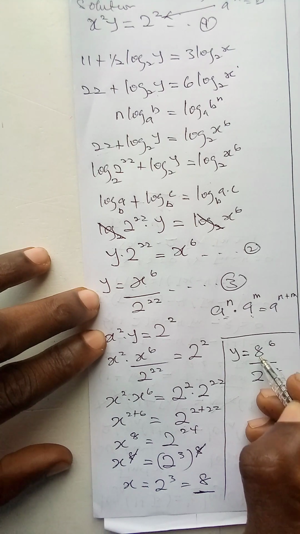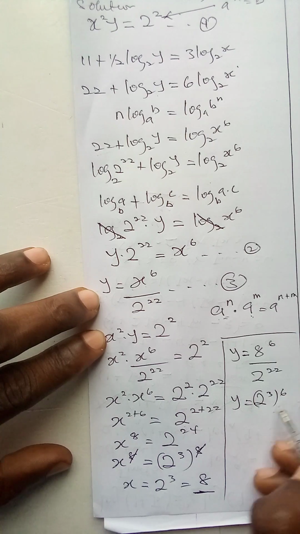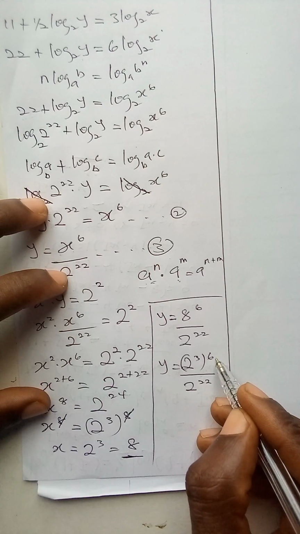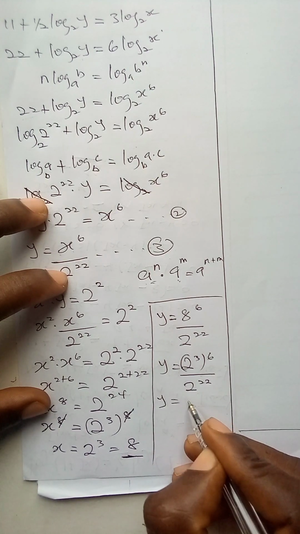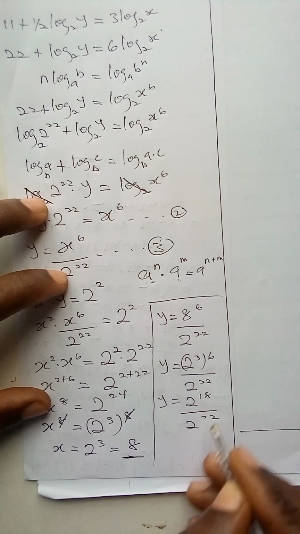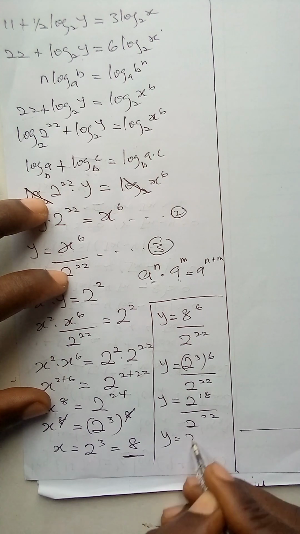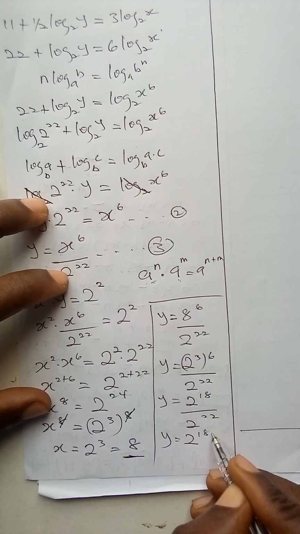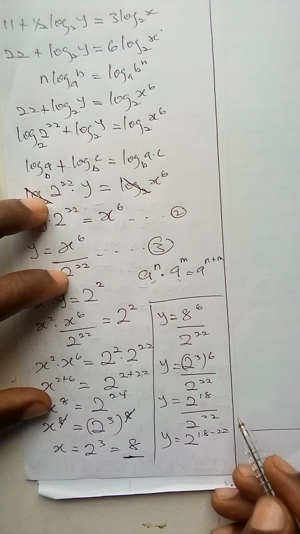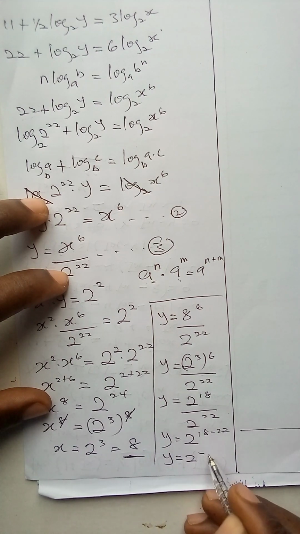Let's remember that 8 is 2 to power 3, so y equals 2 to power 3 bracket 6 all over 2 to power 22. 3 times 6 is 18, so y equals 2 to power 18 all over 2 to power 22. Now, the bases are the same. We will take one of the bases and subtract the powers, 18 minus 22, according to the subtraction law of indices. Now, y will be 2 to power minus 4.